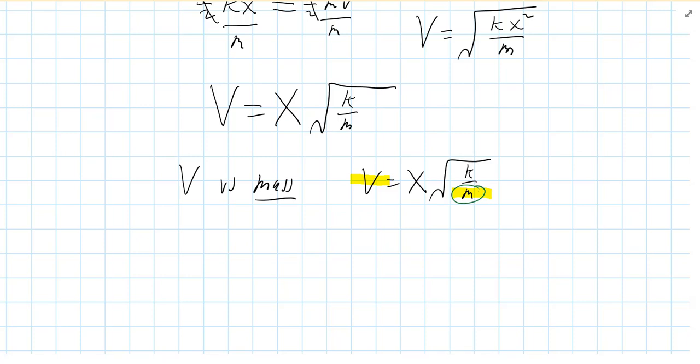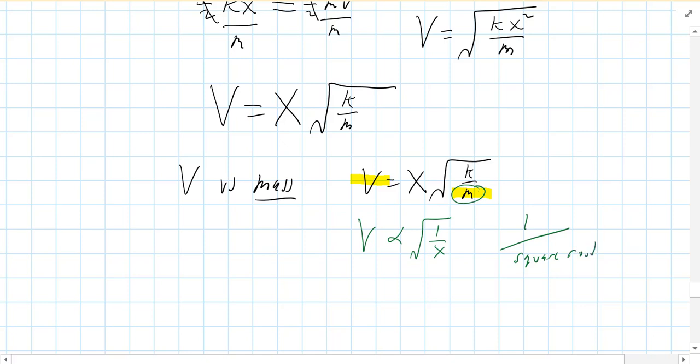Now, what's the relationship between those two? So we had a whole bunch of choices for mathematical relationship. Well, velocity is proportional to, let's get rid of the x and the k because we're not changing those, the square root of 1 over m. That is a 1 over square root. So you should have selected, and hopefully you selected, when you did your curve fit, that would have been the best one that you should have gotten, was 1 over square root, okay? So that was the first thing you varied.